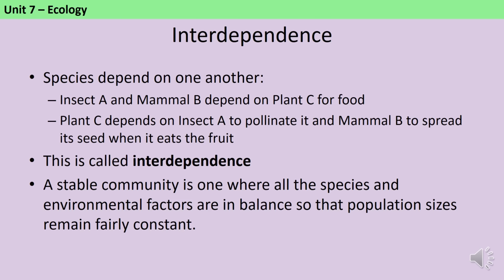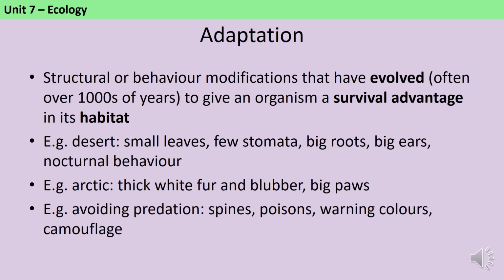A stable community is one where all of the species and environmental factors are in balance so that population sizes remain fairly constant. Over time, species become adapted to the environments they're living in, and here we're talking in evolutionary timescales.